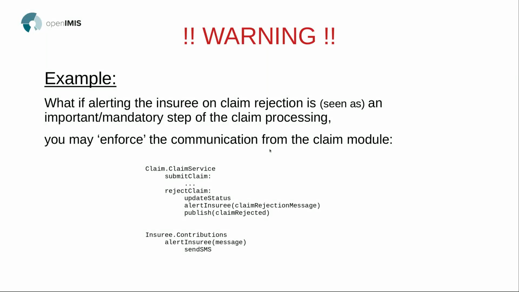If alerting the insurer on claim rejection is an important or mandatory step of the claim processing, you may enforce the communication in the claim module, so keep that responsibility within the claim module. In that case, when a claim is rejected, you update the status as usual and you enforce the alerting of the insurer. The way the alert is performed is still within the insurer module, but it's enforced here from the claim module. Obviously, you can still publish the claim rejected event so that other modules can react on it.